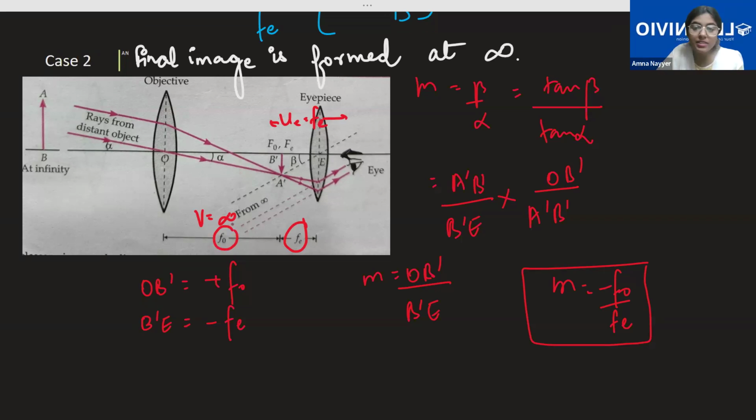See, what was coming in our previous case? A'B'/Uₑ was coming, so we had to change Uₑ. This time there is no problem. From here f₀ will come, from here fₑ will come. This was f₀ earlier also. If you look at your derivation, A'B' will be cancelled: OB'/B'E. B'E is fₑ. So we'll write magnification as minus f₀/fₑ. That's it. Optical instruments are clear to everyone? Yes, ma'am. Okay, then write it. Then let's start with prism after this, right?